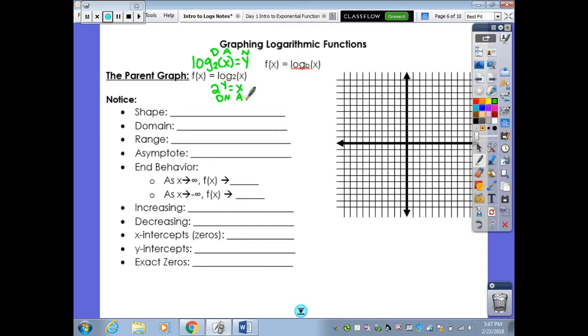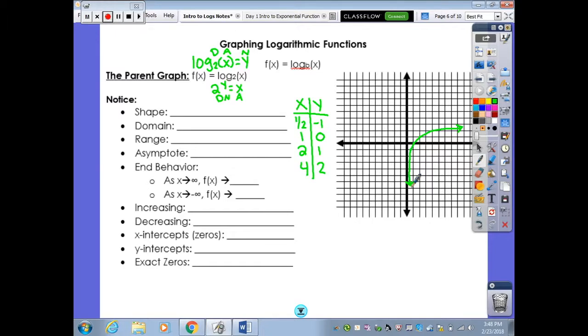This is probably one of the only functions that it's actually going to be easier to pick out y's and then find our x. So let's do that in our table. X, y. So some nice y's that we might want to use are -1, 0, 1, and 2. The x's that are going to go along with this are going to be 1/2, 1, 2, and 4. Now let's graph these. We have 1/2, -1, 1, 0, 2, 1, and 4, 2. We connect our dots and get something that looks like this.